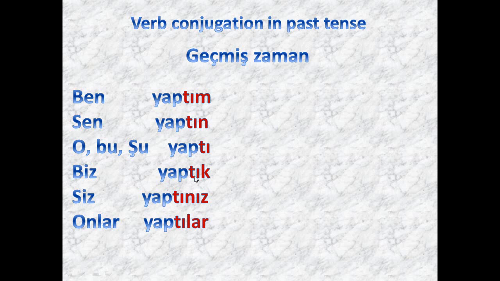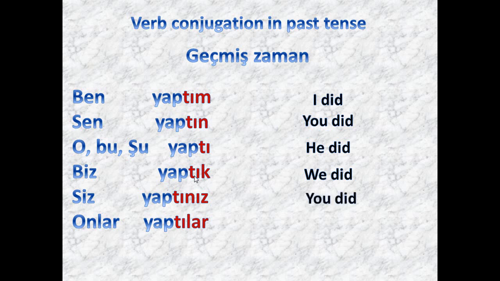Okay, so ben yaptım means I did, sen yaptın you did, o yaptı he did, biz yaptık we did, siz yaptınız you did, onlar yaptılar, they did. Okay, I read them once more. Ben yaptım, sen yaptın, o yaptı, biz yaptık, siz yaptınız, onlar yaptılar.